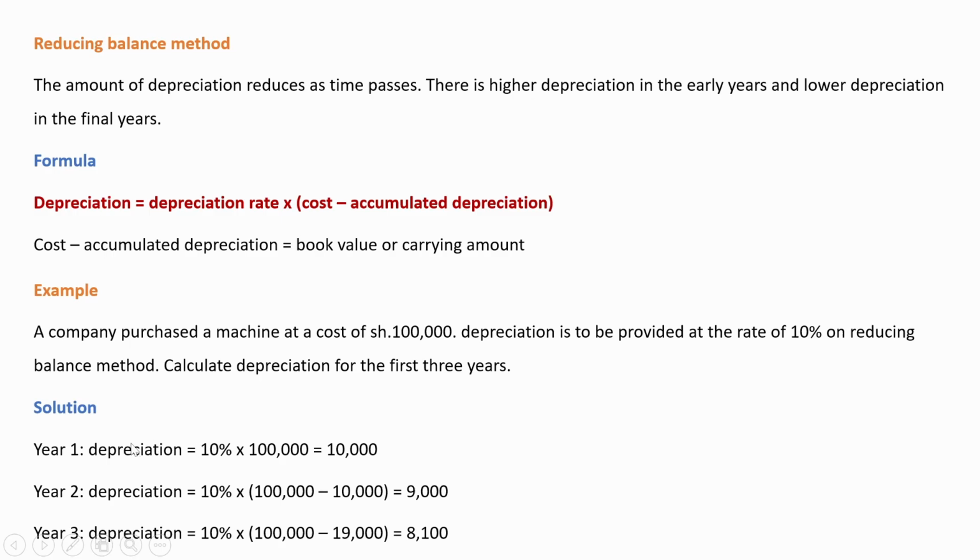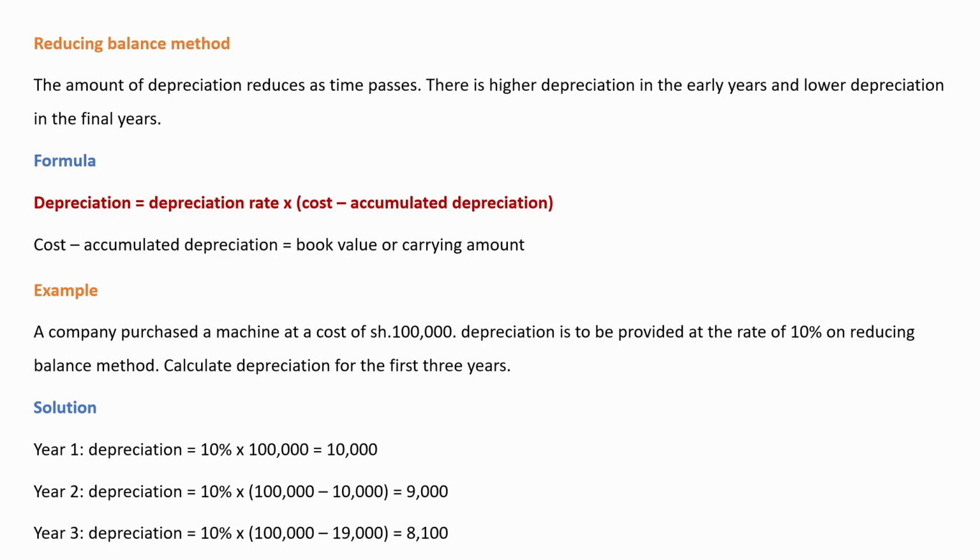So we have the solution. So we go 1 year at a time. We start with year 1. In year 1, you will notice that we don't have any previous depreciation. So this is the first time for you to provide the depreciation. We don't have accumulated depreciation. Therefore, you are just going to multiply the cost of the asset with the rate of depreciation. 10% times 100,000, which will give you 10,000.